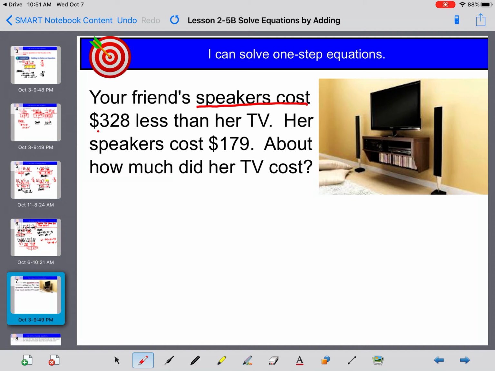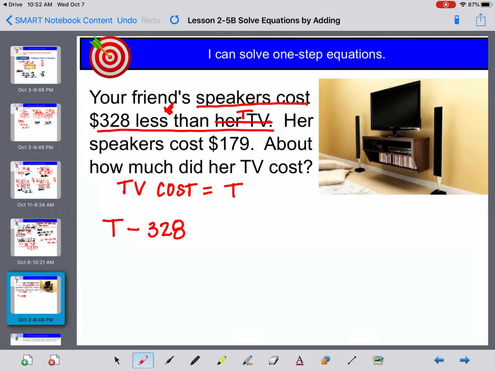So let's go with this. The speakers cost $328 less than her TV. Remember that word less than? And that meant switch the order. So her TV cost can equal T. How about that? So if I know I want to do $328 less than T for TV cost, we know that that is T minus 328. And that will tell me what her speakers equal, which is 179.